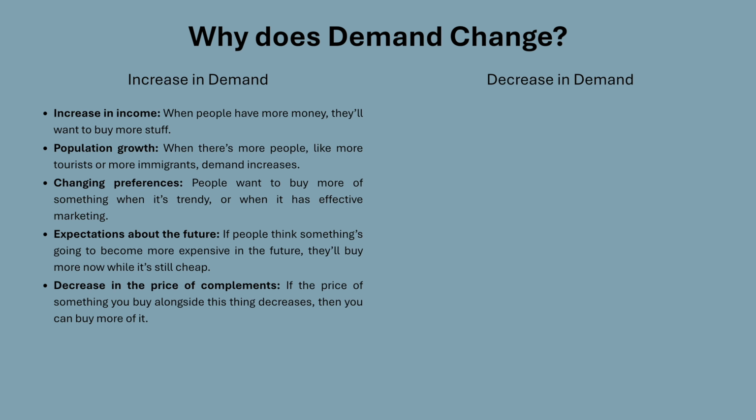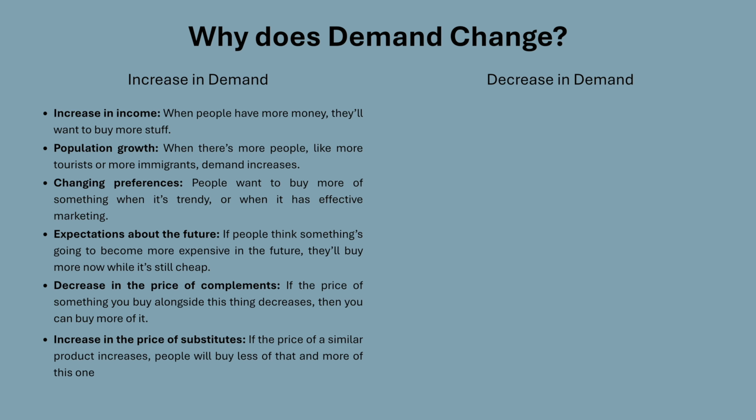Our final situation is an increase in the price of substitutes. Substitutes are other things that you can buy which give you the same result. Like, for example, a Coke and a Pepsi. They do the same thing. If the price of one of these things increases, then you just buy the other thing instead. Say Coke becomes really expensive, people would just buy more Pepsi. So when the price of a substitute, Coke in this instance, increases, you demand more Pepsi.